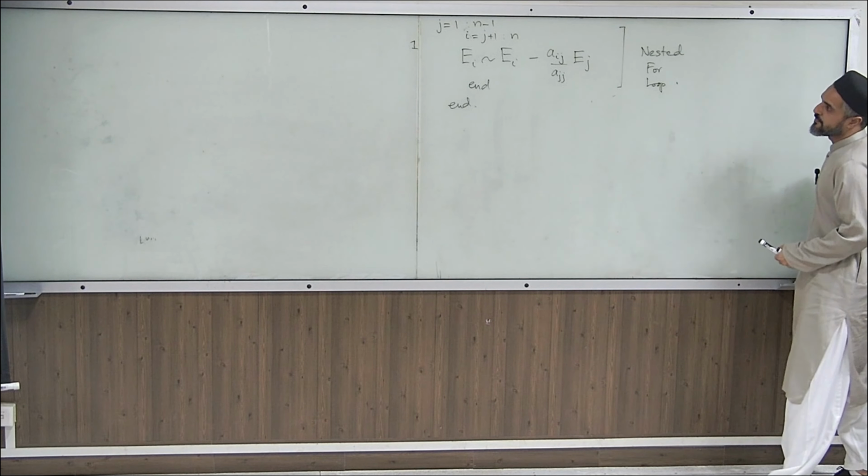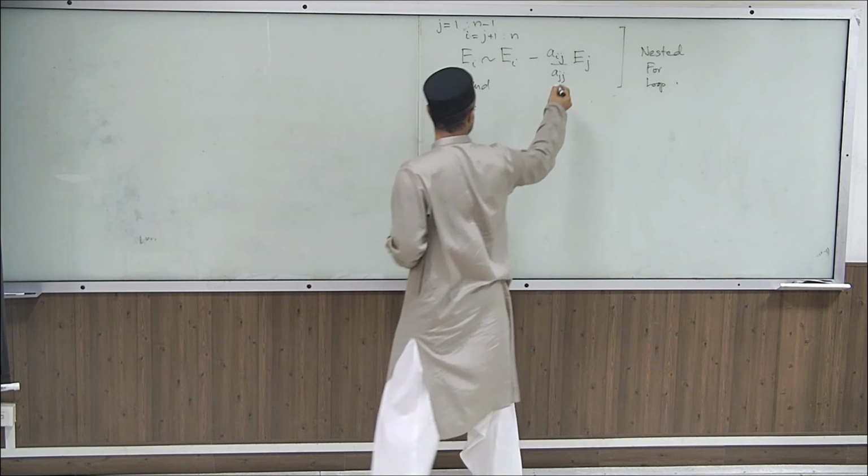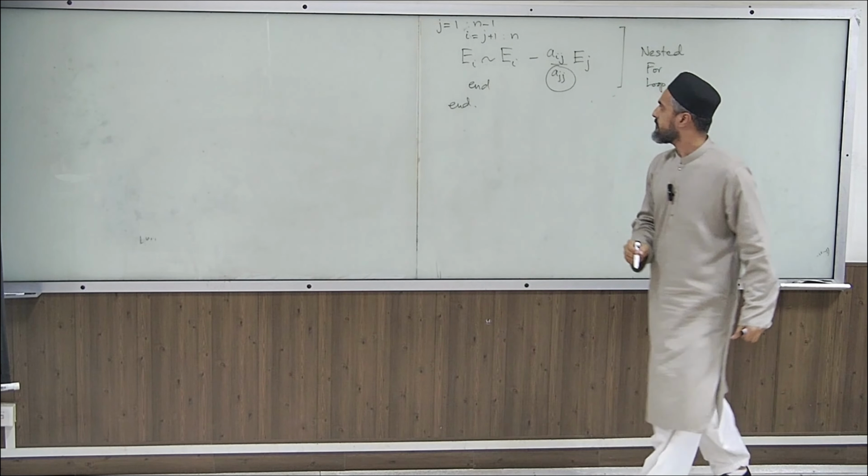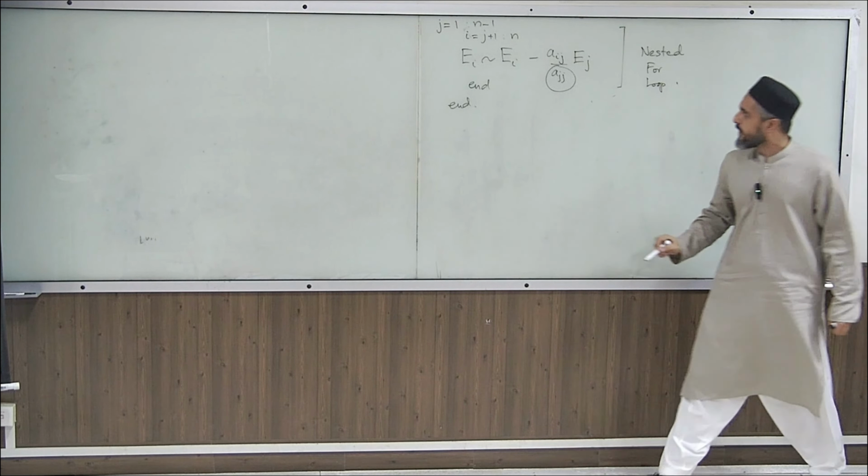Now coming to the issue with Gauss elimination. What is the problem with Gauss elimination? The problem is this, which we call the pivot element. My observation is that the pivot element needs to be controlled. We have to control this.